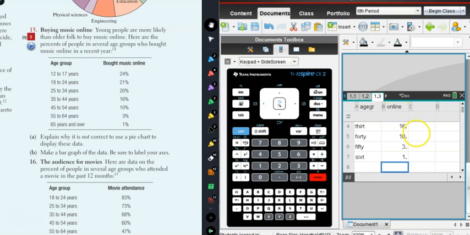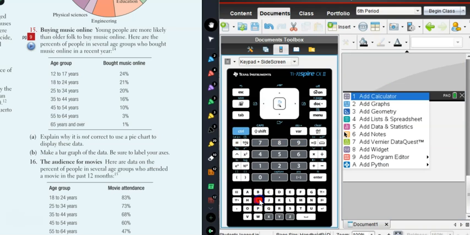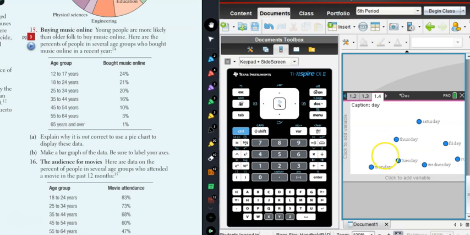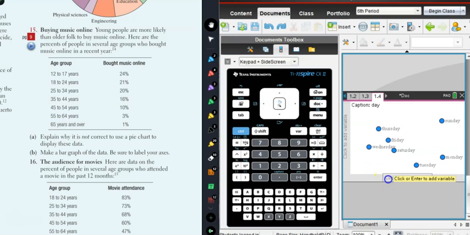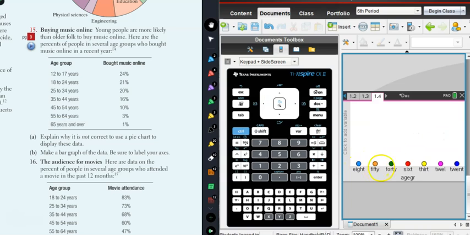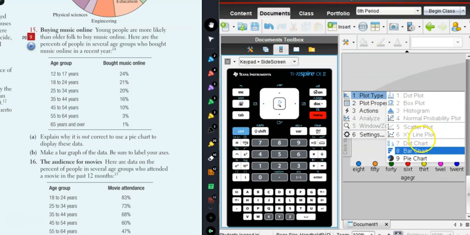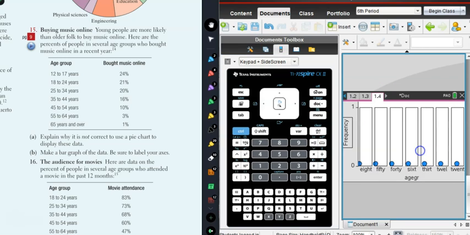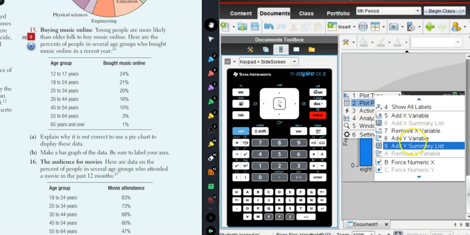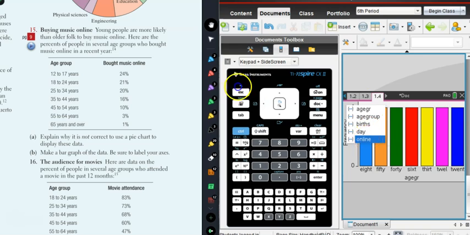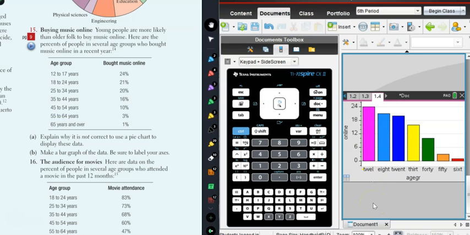Okay, so now Control, Insert, Add Data and Statistics. And we want to add the variable down here. So I'm going to click on the variable, and my variable, remember, is age GR, not age group. Age GR, so there are my age ranges. Now I'm going to go to Menu, Plot Type, and Bar Chart. Remember, I do this before I designate the y-axis. Now I go to Menu, Plot Properties, Add Y Summary List, and that's my online percentages, and there you go. There's your bar graph.